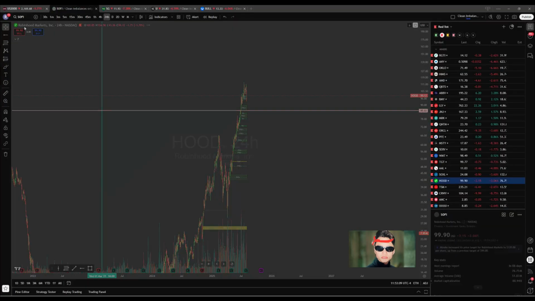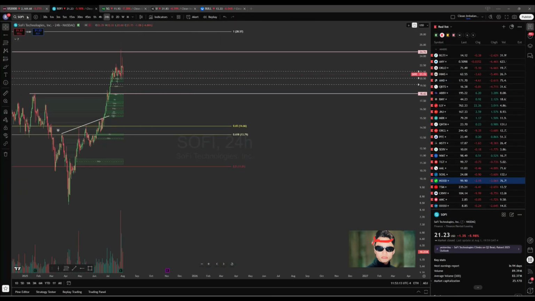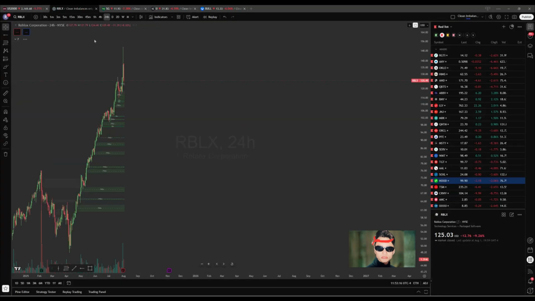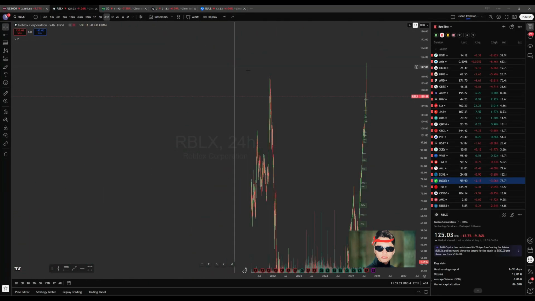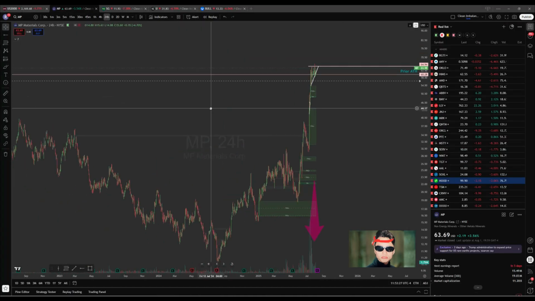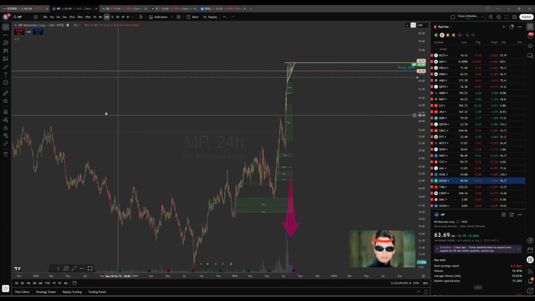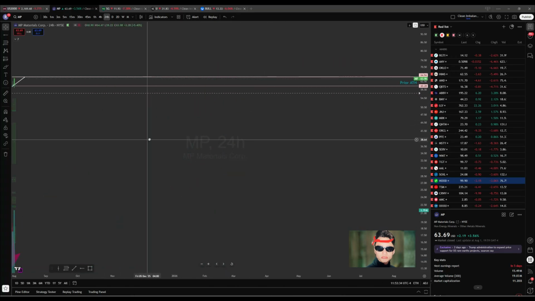Also, SoFi, they have this type of look that they just keep going up. It doesn't matter. Like they go up every day, like this, like Roblox, too. So I think that's something that MP will do. It's consolidating above prior all-time high, and now you have also big companies taking stake in it.